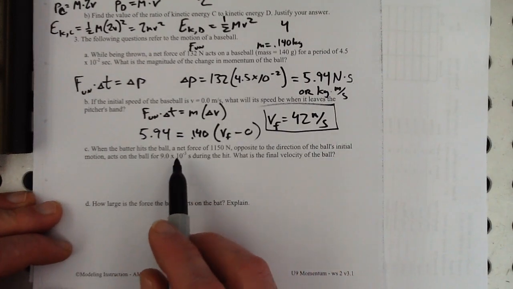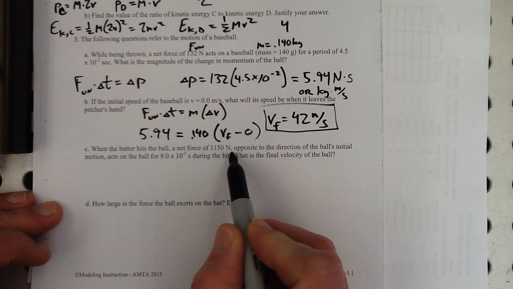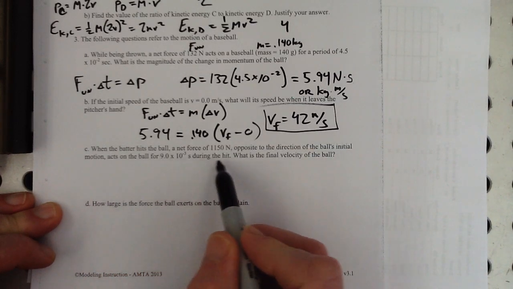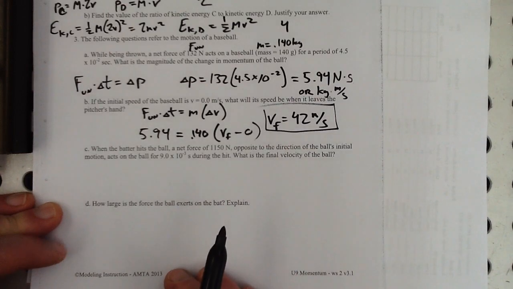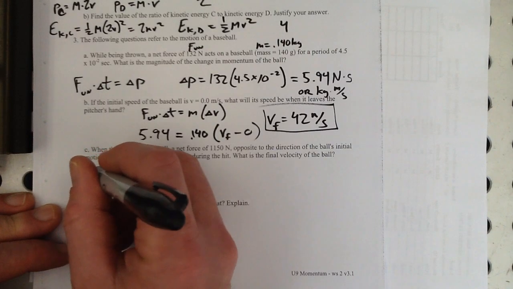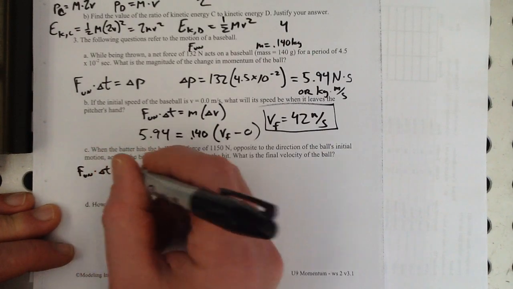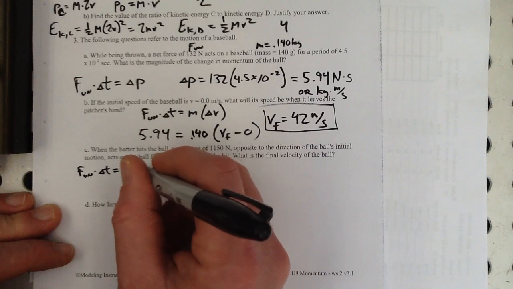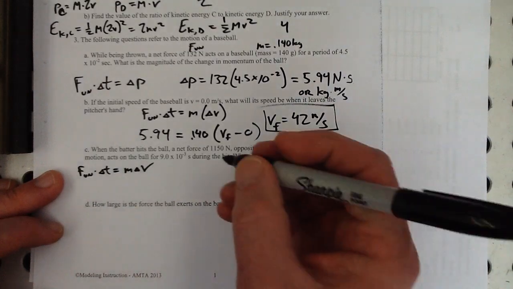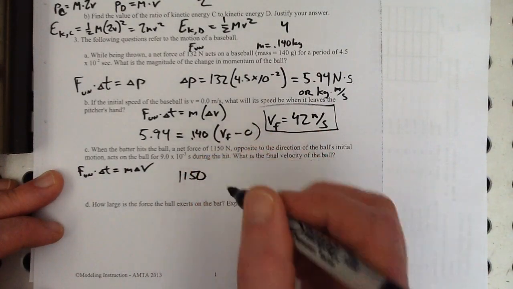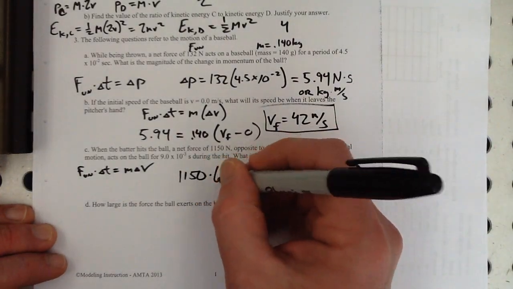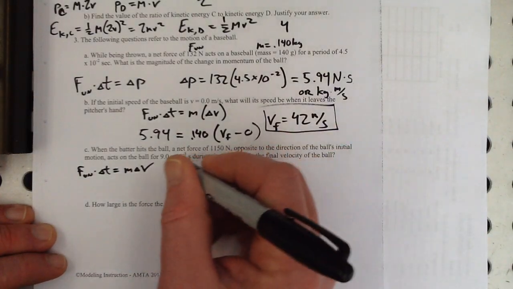When the batter hits the ball, a net force of 1,150 newtons opposite to the direction of the ball's initial motion acts on the ball for this time during the hit. What's the final velocity of the ball? Okay, so same idea. Unbalanced force times change in time is equal to mass times change in velocity. So unbalanced force is 1,150, and maybe before I go any further, I'm just going to put that time in.